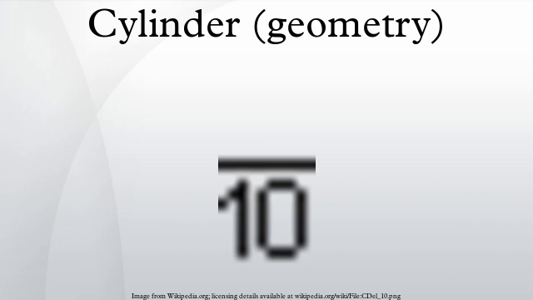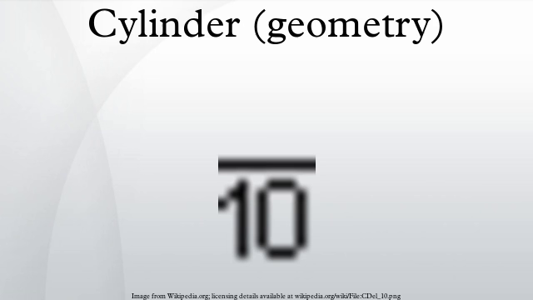Therefore, without the top or bottom, the surface area is A equals 2πrh. With the top and bottom, the surface area is A equals 2πr² plus 2πrh, equals 2πr(r plus h), equals πd(r plus h), where d is the diameter.